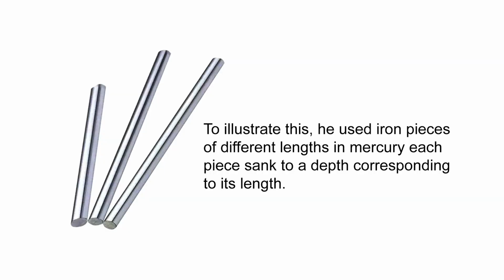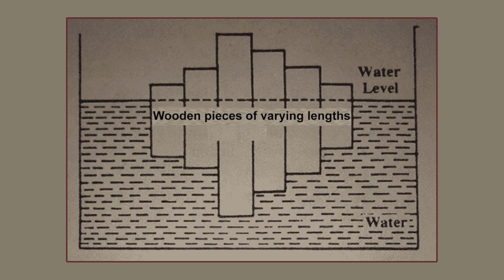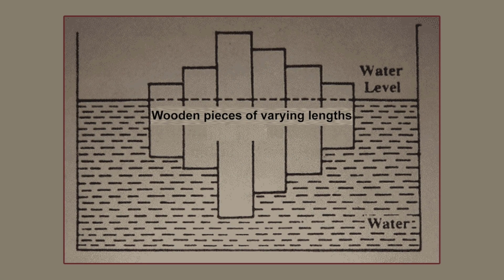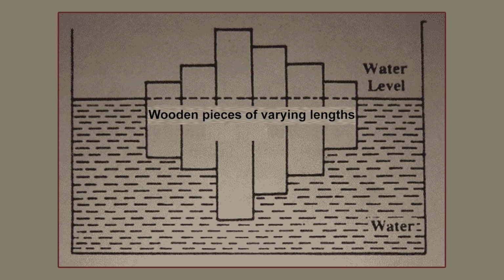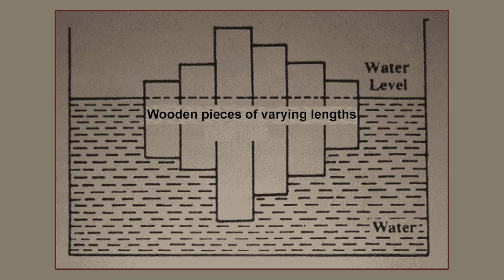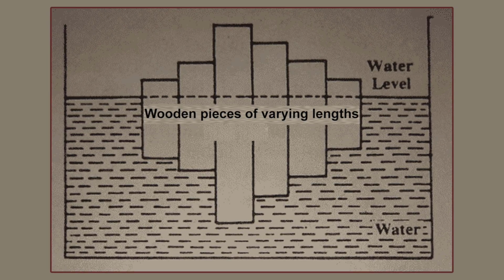To illustrate this, he used iron pieces of different lengths in mercury. Each piece sank to a depth corresponding to its length. Similarly, wooden pieces of varying lengths placed in water also sank to different depths, supporting the concept that greater thickness results in deeper submergence despite uniform density.